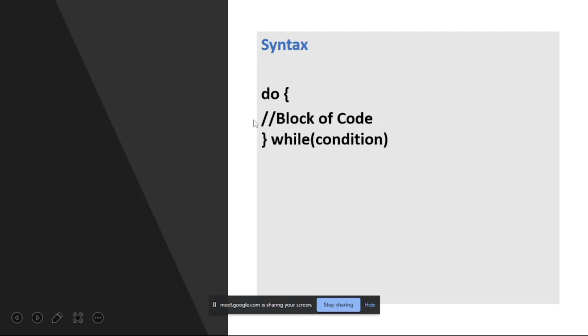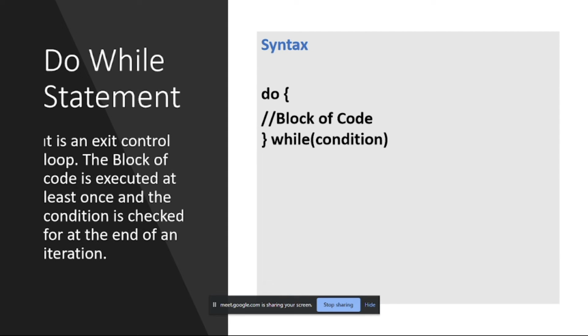Can the same person tell me why this is called an exit control? It is because first do is written and the code is given, so the code is executed, and then it checks if the condition is true. If it's true, it will continue. If not, it will stop. Perfect, that is a good answer.